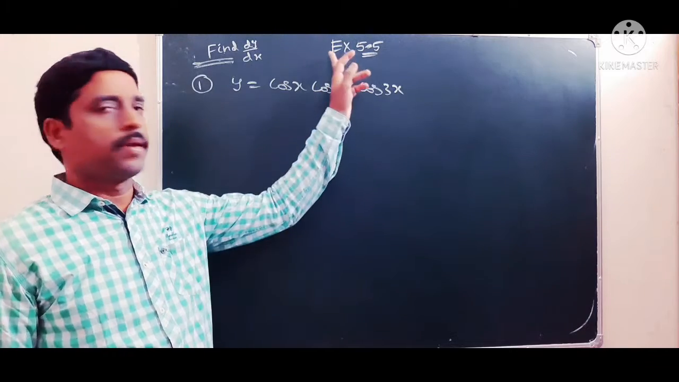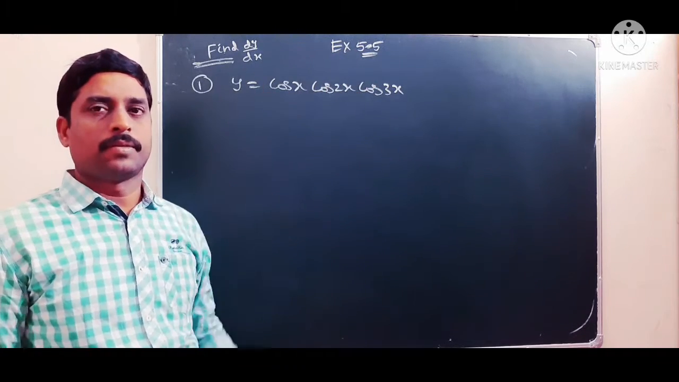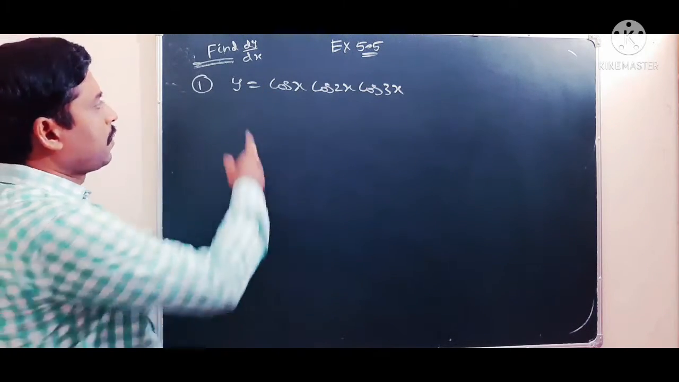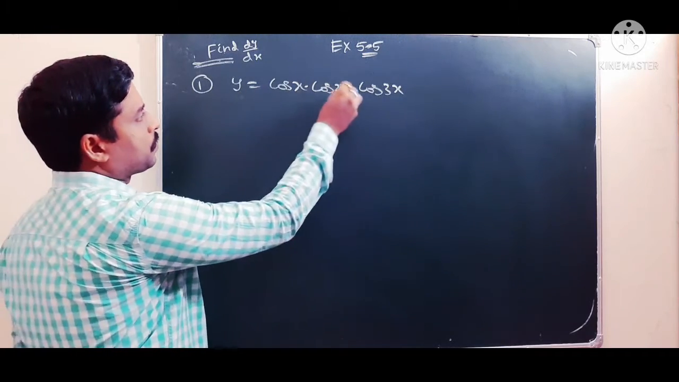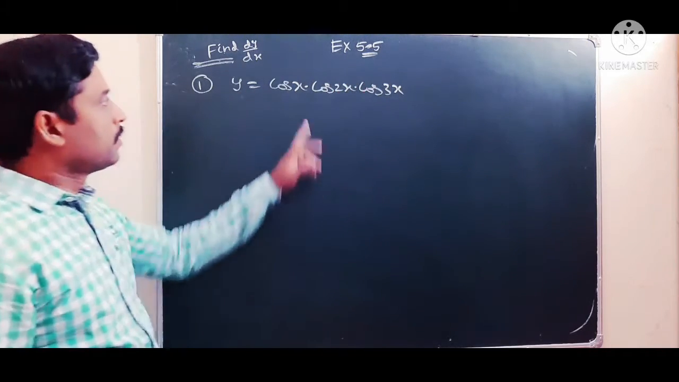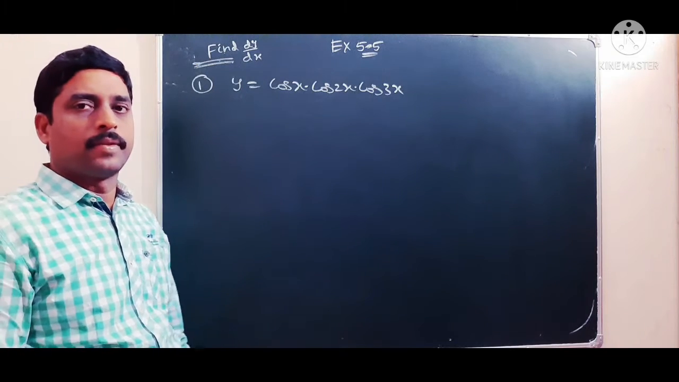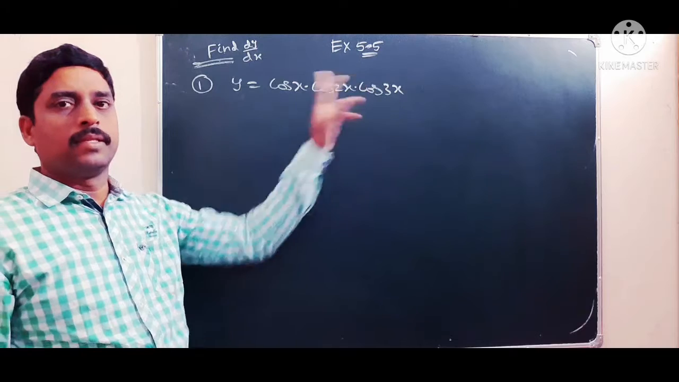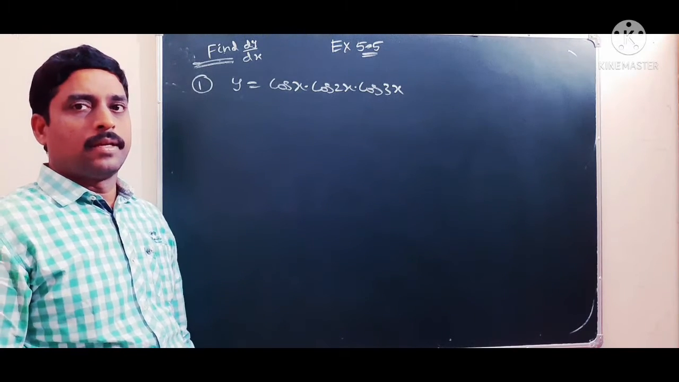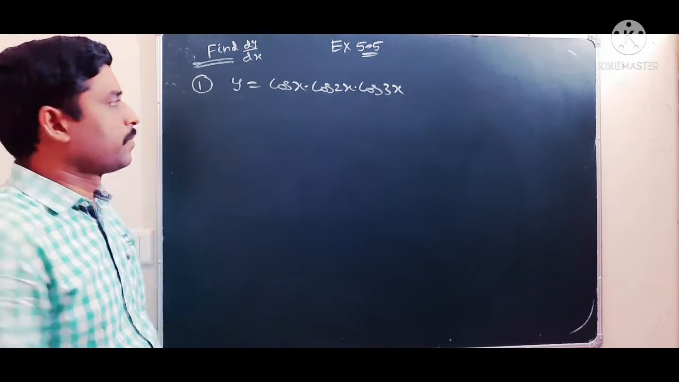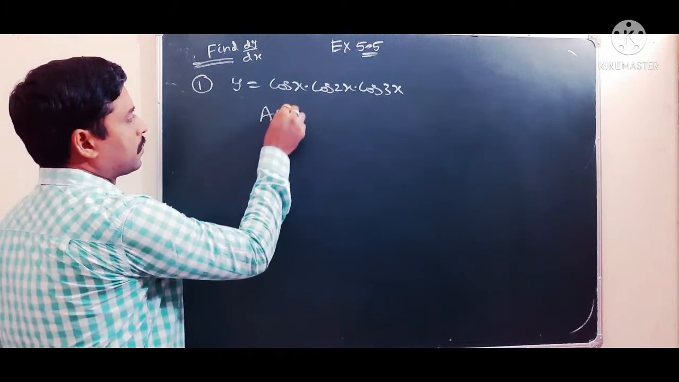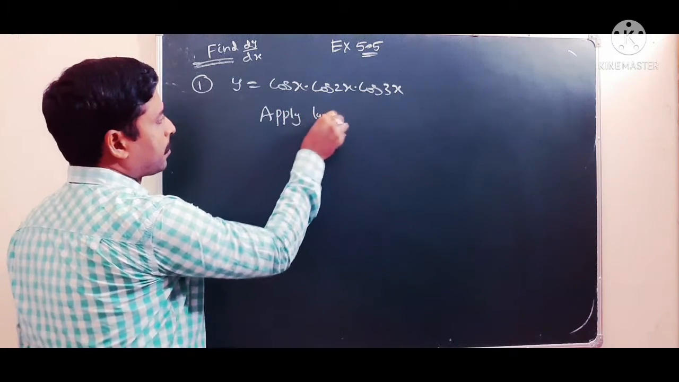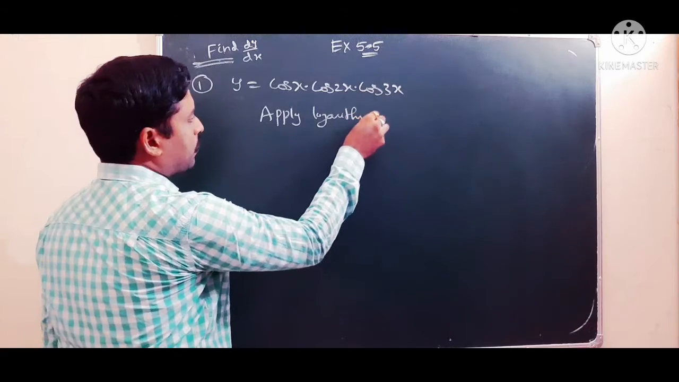Let us start exercise 5.5. Now explain question number 1. So y is equal to cos x into cos 2x into cos 3x. Then find out dy by dx. Okay. So two methods are there. First method is the UVW method. Second method is applying logarithm on both sides. So applying logarithms on both sides.